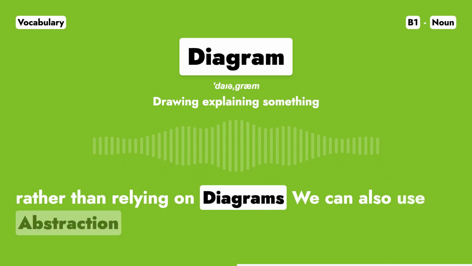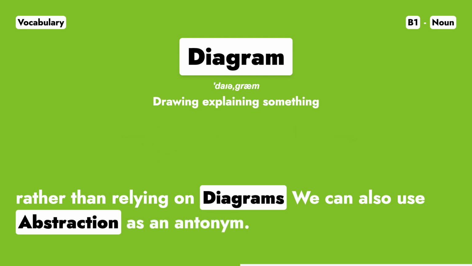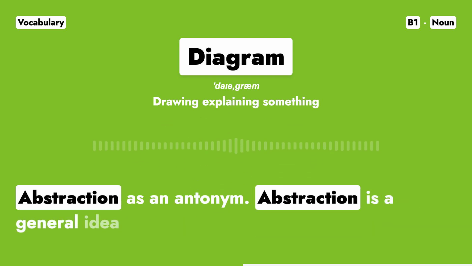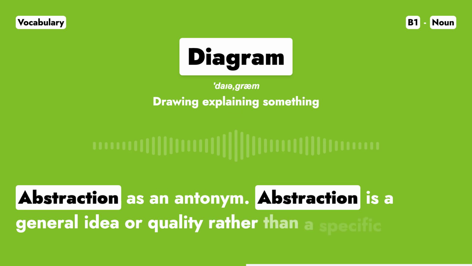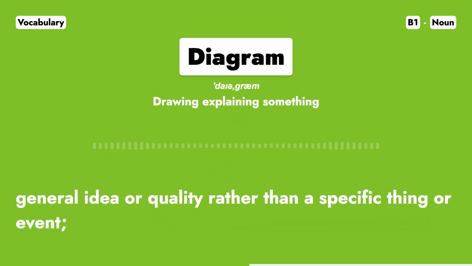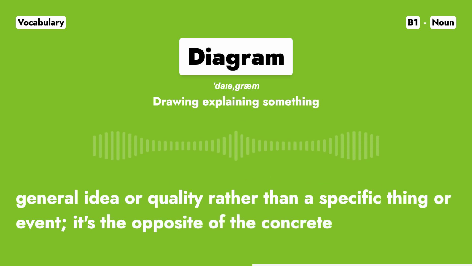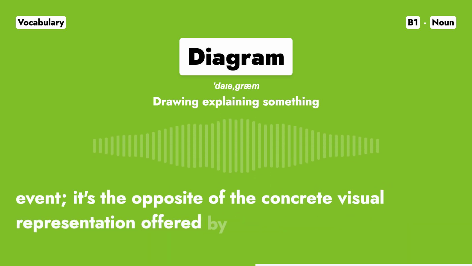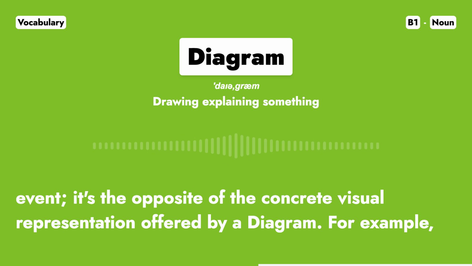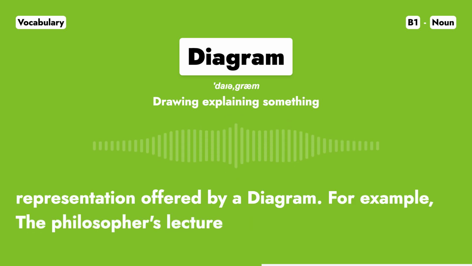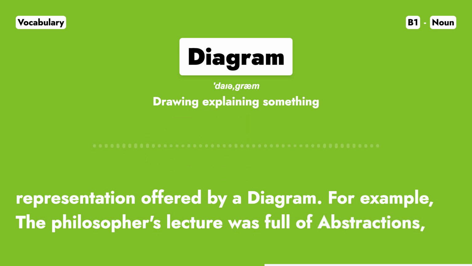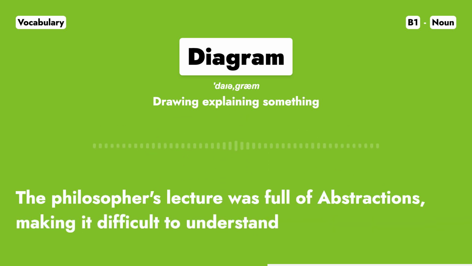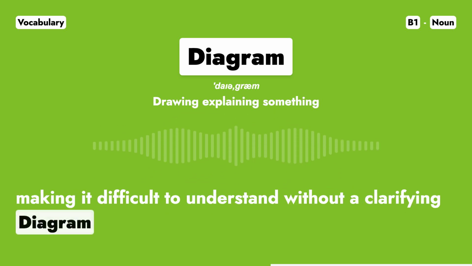We can also use abstraction as an antonym. Abstraction is a general idea or quality rather than a specific thing or event. It's the opposite of the concrete visual representation offered by a diagram. For example, the philosopher's lecture was full of abstractions, making it difficult to understand without a clarifying diagram.